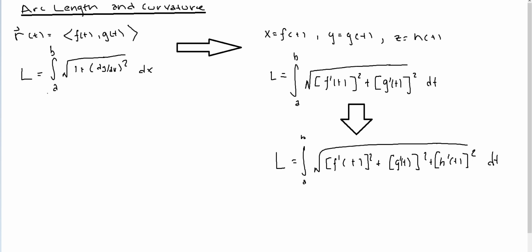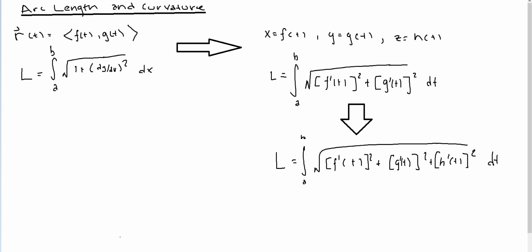So now in multivariable calculus we're going to be using x equals f of t, y equals g of t, and now because we're dealing with curvature we're going to say z equals h of t. So we remember from the beginning of parametric curves that L is equal to the integral from a to b of the square root of f prime of t squared plus g prime of t squared dt.